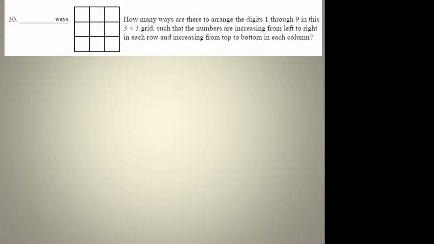Number 30. How many ways are there to arrange the digits 1 through 9 in this 3 by 3 grid, such that numbers are increasing from left to right in each row and increasing from top to bottom in each column?